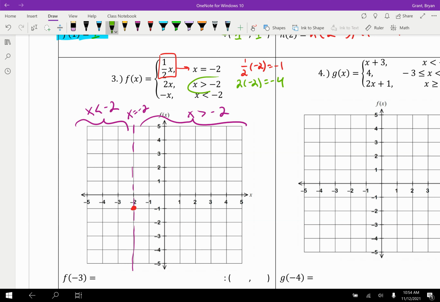We can't be equal to negative 2, so that's got to be an open circle. And then we only use this branch of the equation for x is greater than negative 2. Greater than negative 2 is on the right. So my slope, 2 over 1, says to go up 2 over 1, and it looks something like this.